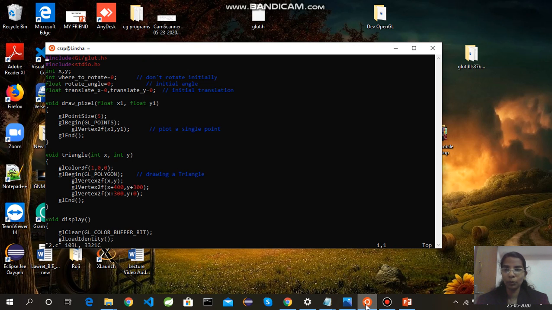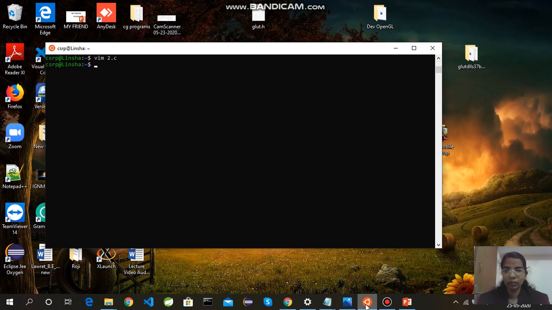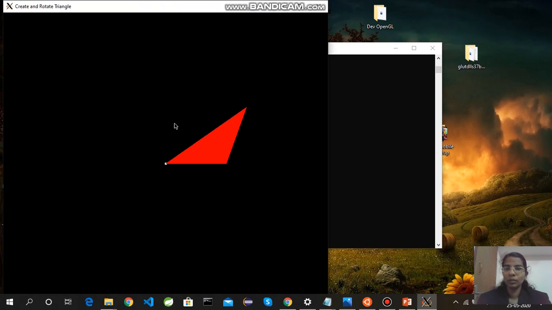I have my program, right? Compile it, execute. Enter fixed points for rotation, right? You can give any points, it's your wish. This is the initial position of my triangle, this is the origin.